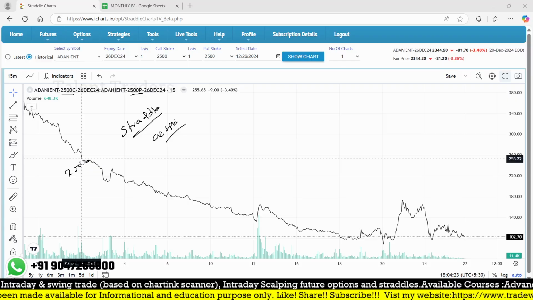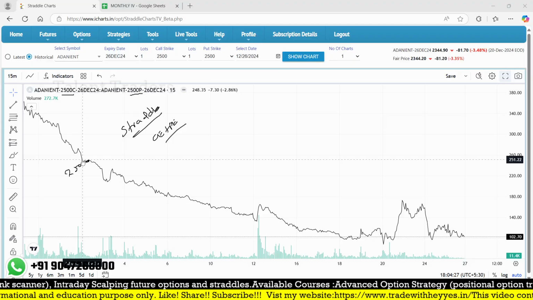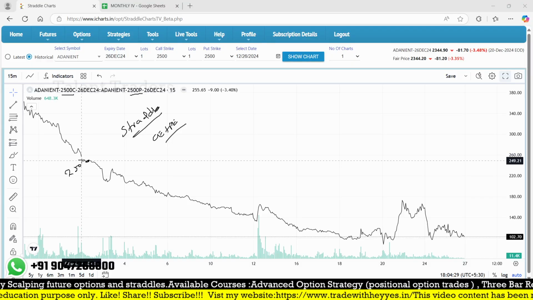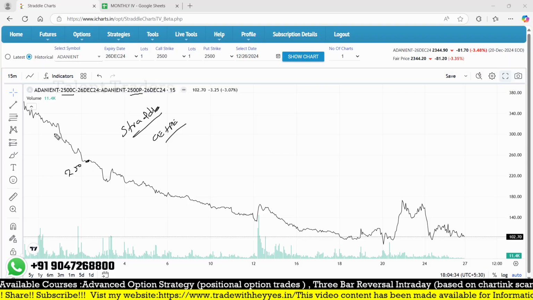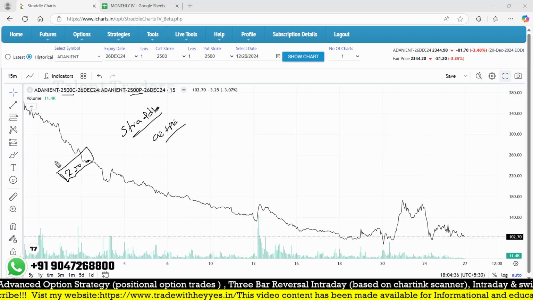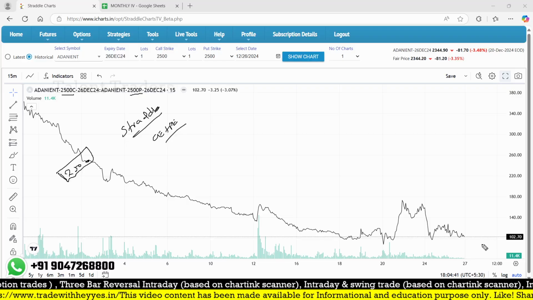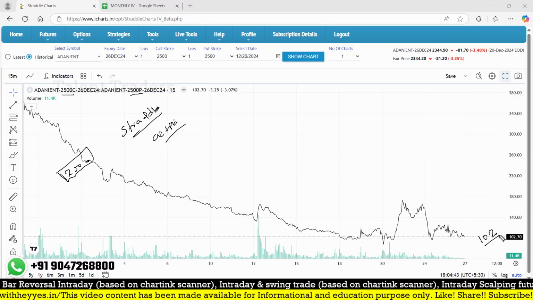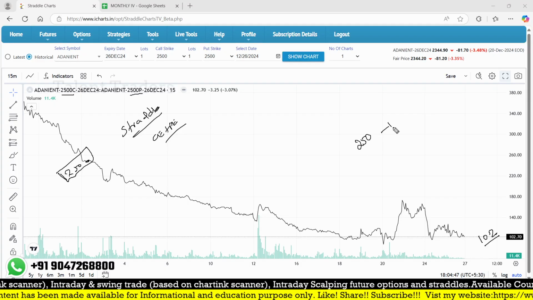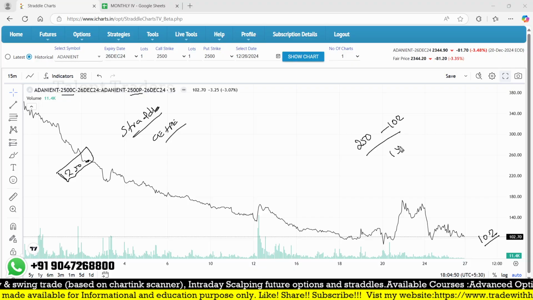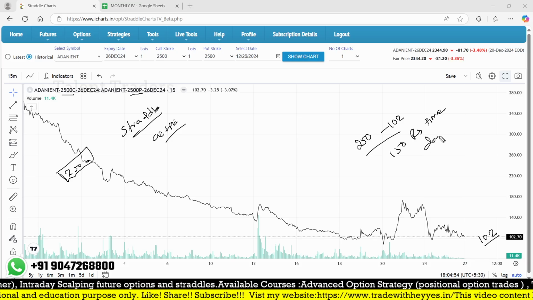Around 9:15 on 2nd December, the beginning of the month, 2024, it was approximately 251. So almost 250 rupees premium at this point. You can see this 250 rupees premium keeps going down, and finally it closed at 102. So from 250 it came to 102, almost 150 rupees. It is the time decay happening on the stock, on the particular straddle.